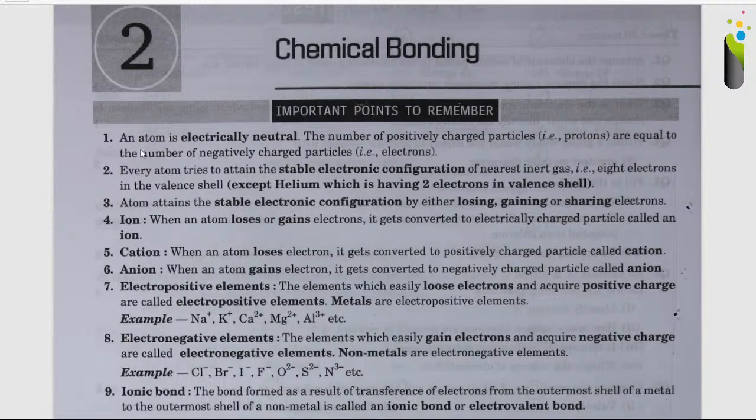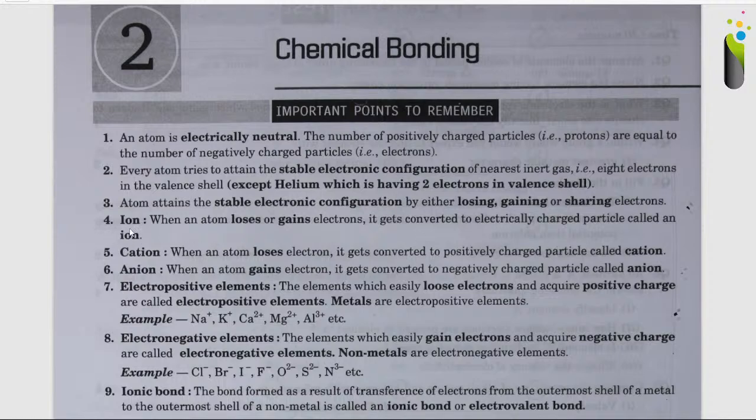So I start with the first point. An atom is electrically neutral. The number of positively charged particles, that is protons, is equal to the number of negatively charged particles, that is electrons. Every atom tries to attain the stable electronic configuration of the nearest inert gas, that is 8 electrons in the valence shell, except helium, which has 2 electrons in the valence shell. An atom attains the stable electronic configuration by either losing, gaining, or sharing electrons.